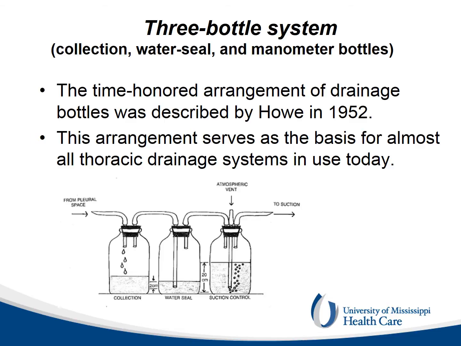In 1952, Howe introduced a third bottle to regulate the amount of suction by moving the tube in communication with the ambient air up and down in the water. This arrangement serves as the basis for almost all thoracic drainage systems in use today.